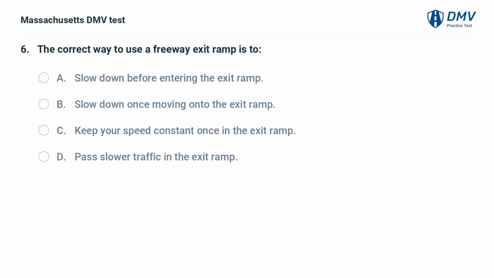The correct way to use a freeway exit ramp is to A. Slow down before entering the exit ramp. B. Slow down once moving onto the exit ramp. C. Keep your speed constant once in the exit ramp. D. Pass slower traffic in the exit ramp.